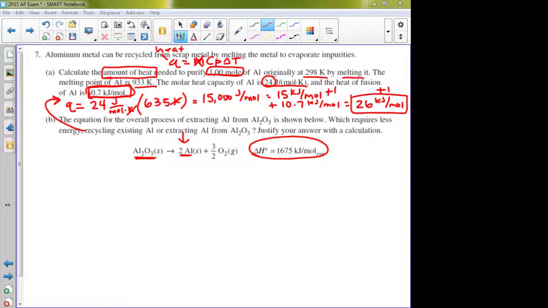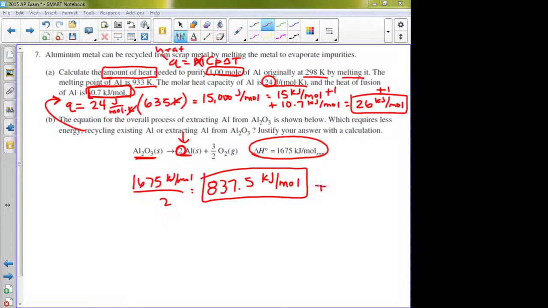Except this was how much energy it took to get how many moles of aluminum? 2. I want to get it down to how much energy it would take to make 1 so I can compare the two, right? Okay, so what do I need to do to this 1675? I need to divide it by 2. So 1675 kilojoules per mole divided by 2 would give me, I think, 837.5. And they would give you a point for that.